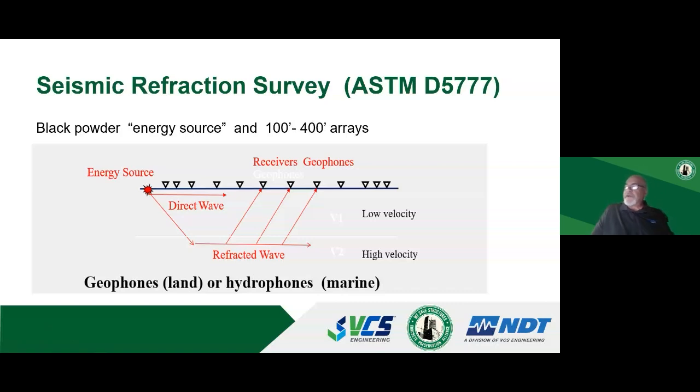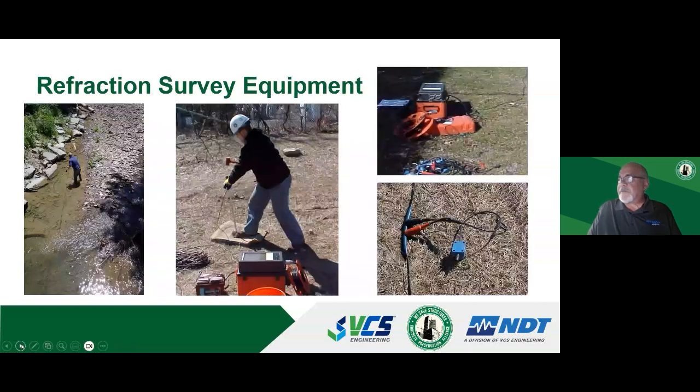We're still recording the velocity of the energy waves, and where the velocities are higher, the strength of the rock or the soil is greater. Where there's low velocities, that is where the weaker soil or rocks exist. This is an ASTM procedure. It's in the D side of things, which is the geotechnical, D5777.